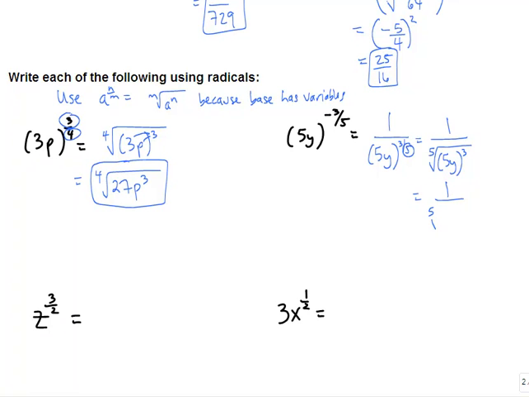We want to cube the 5 and the y. So 5 cubed is 125, and y cubed stays y cubed. And this doesn't reduce because I don't have enough y's to pull any out, and 125 is not a perfect fifth. So we just leave our answer like that. You might be asked to rationalize a denominator here. That's up to your instructor.